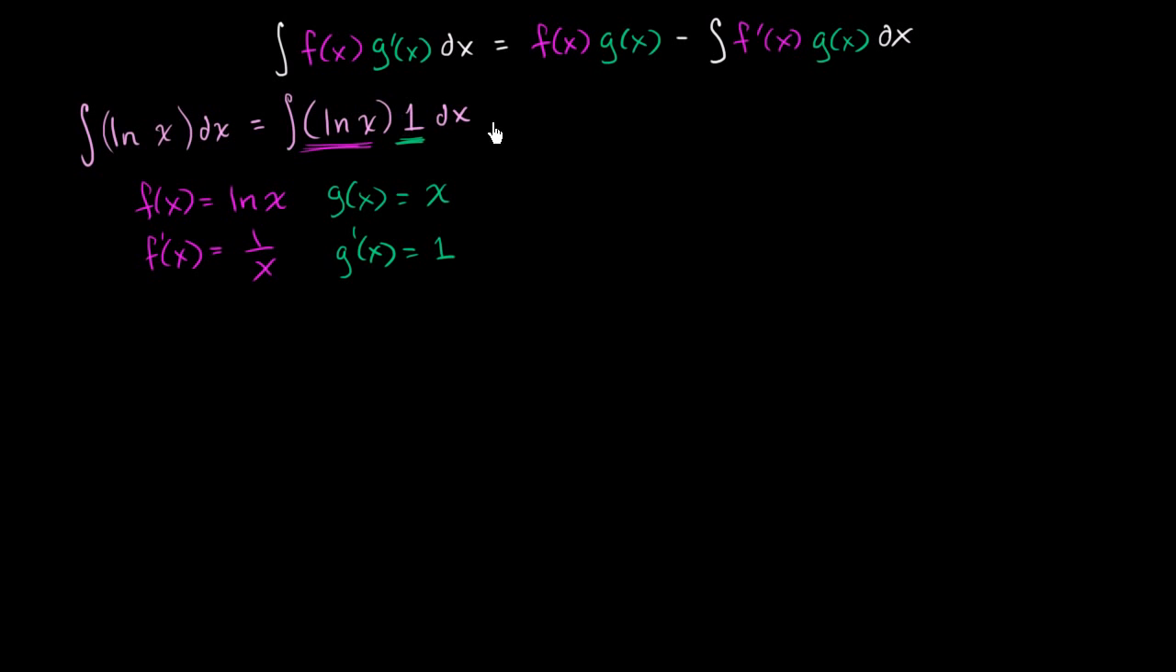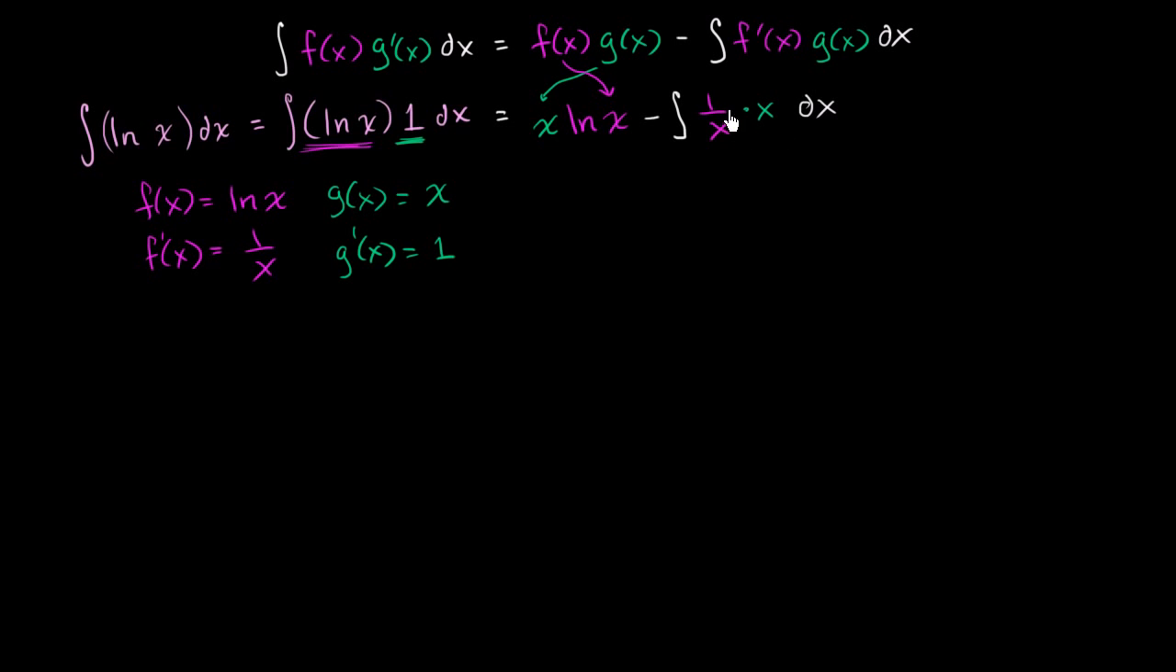And so let's go back right over here. So this is going to be equal to f of x times g of x. Well, f of x times g of x is x natural log of x. So g of x is x, and f of x is the natural log of x. I just like writing the x in front of the natural log of x to avoid ambiguity. So this is x natural log of x minus the antiderivative of f prime of x, which is 1 over x, times g of x, which is x, dx.